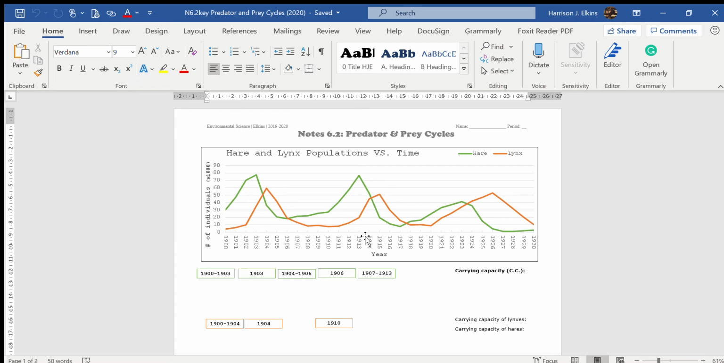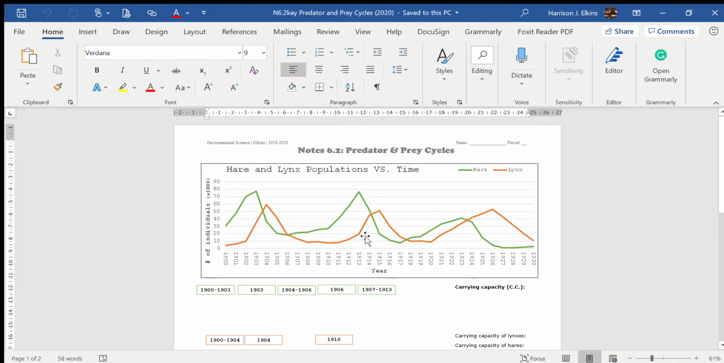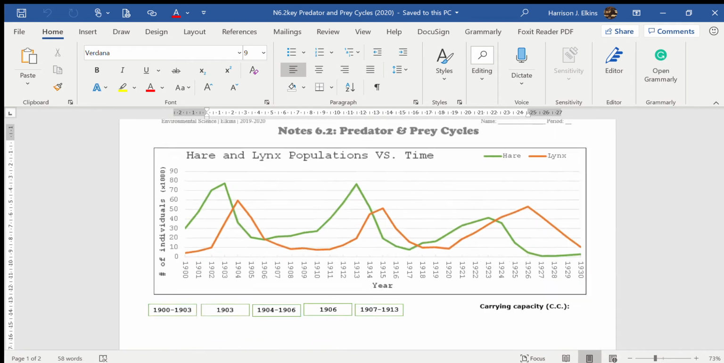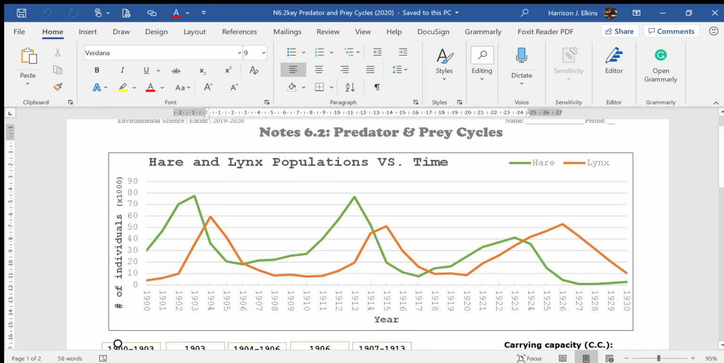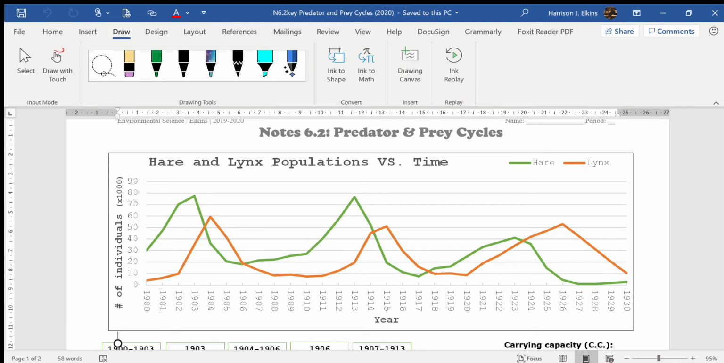Alright, so this is Notes 6.2, and we are just going to explore some of the trends that you graphed out in Worksheet 6.2, where you explored these relationships between the hare and the lynx, okay? So this famous predator and prey cycle that we see here, really this whole cycle was discovered, I believe, with these populations of the hare and the lynx.